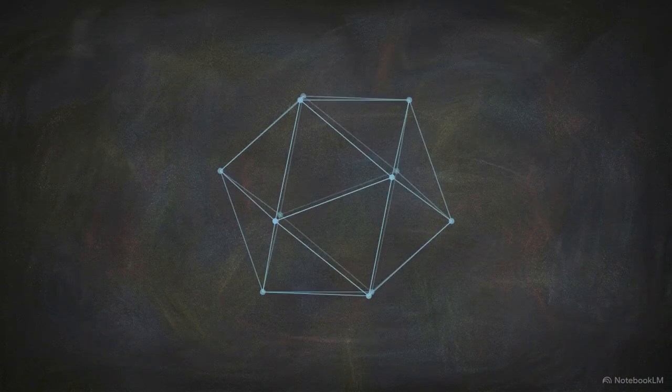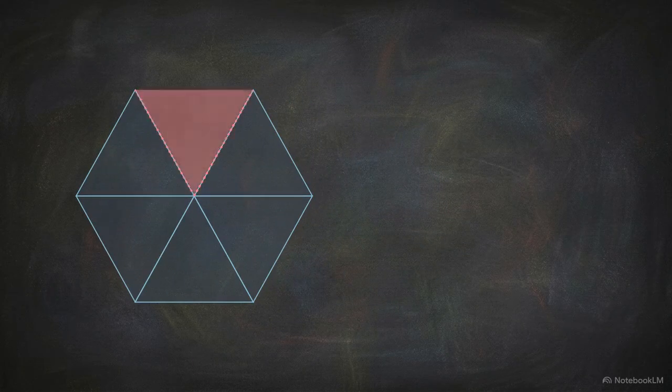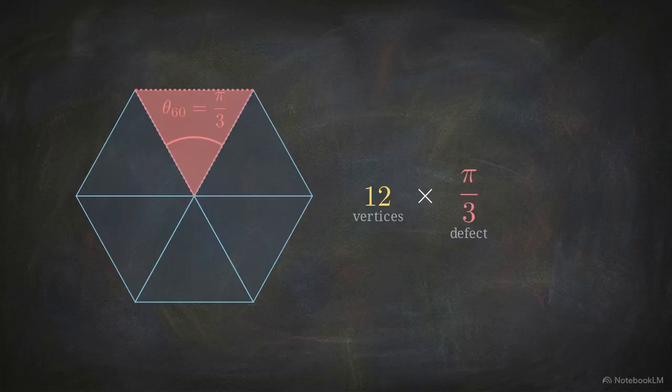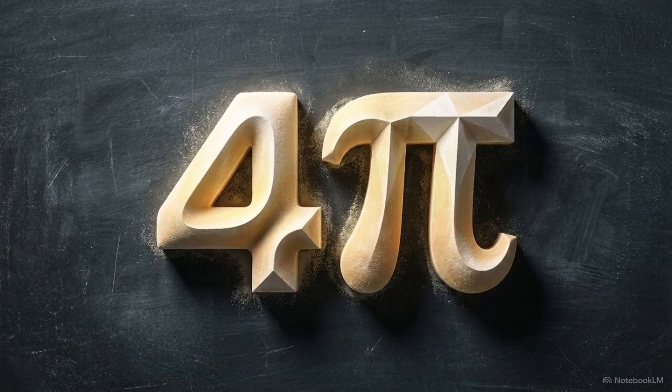This substrate is built on the icosahedron. Each vertex subtends a precise solid angle of pi/3 radians, or 60 degrees, known as the theta 60 concept. When you multiply those 12 vertices by the pi/3 angle, the result is exactly 4 pi. We are left with a central mystery. Is the appearance of 4 pi in both smooth equations and sharp icosahedral geometry just a coincidence, or is it the signature of a shared physical reality?